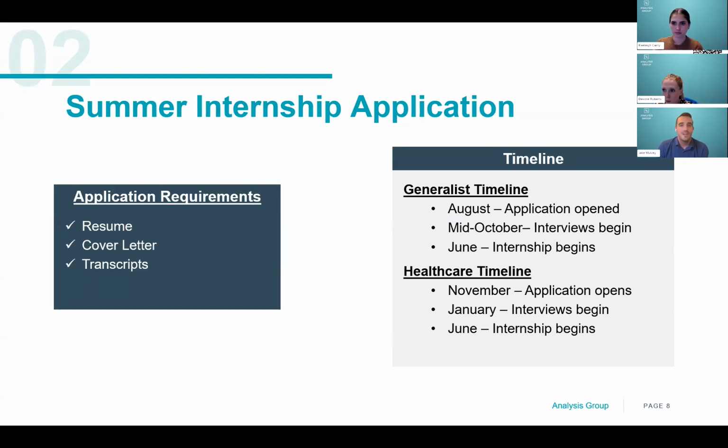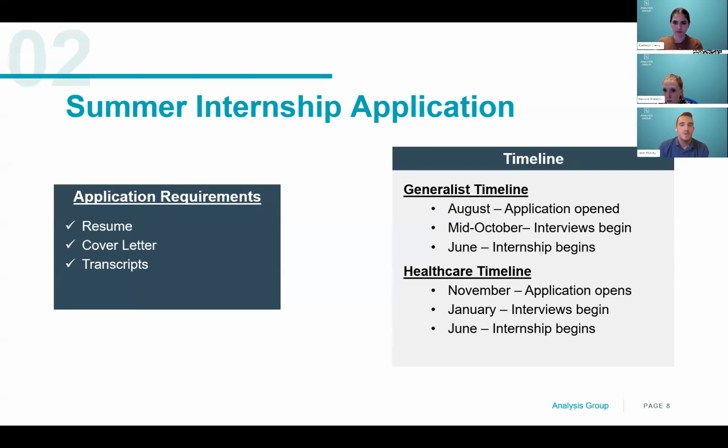Now, for our summer analyst position, our job description did open in early August. And so our interviews are going to start taking place in mid-October. And then the internship experience runs from early June through August. At the end of the internship experience, all summer interns are evaluated for a full-time return offer. And many of our summer analysts receive that return offer and then ultimately do return to AG the following year to work full-time upon graduation.